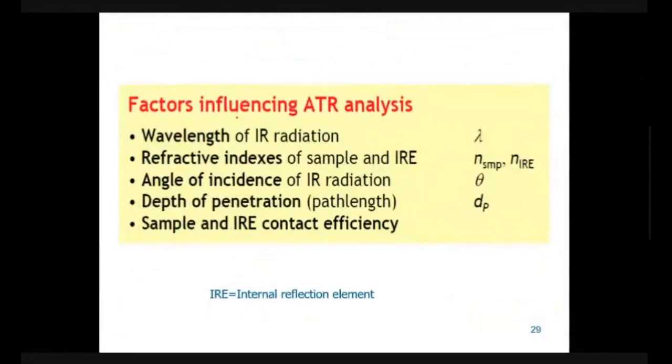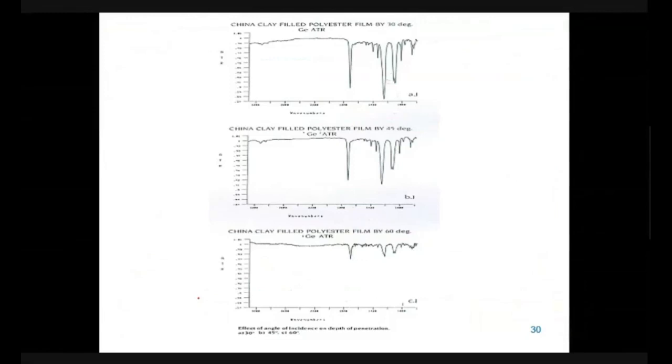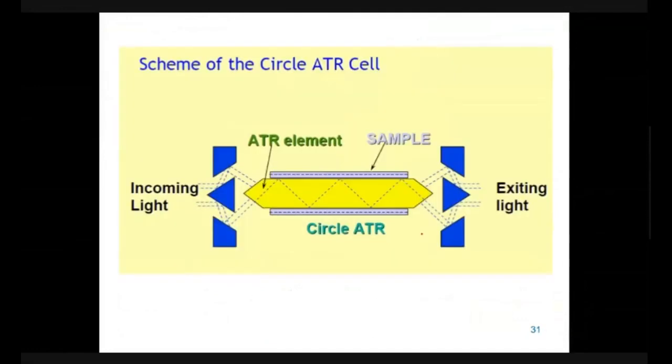Next, factors influencing ATR analysis. Wavelength of the IR radiation, that is lambda. Then refractive indices of sample and IRE. Then angle of incidence of IR radiation, depth of penetration, sample and IRE contact efficiency. They should be in perfect contact. There should not be any gap in it. So this is the result with different angles. It is another presentation of that multi-bounce ATR cell.